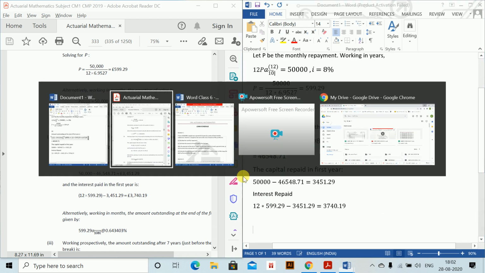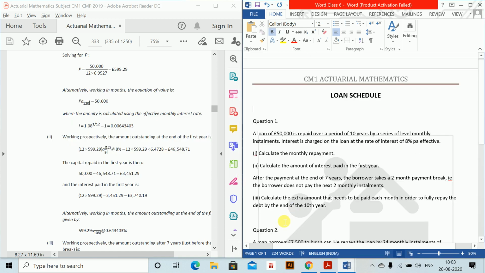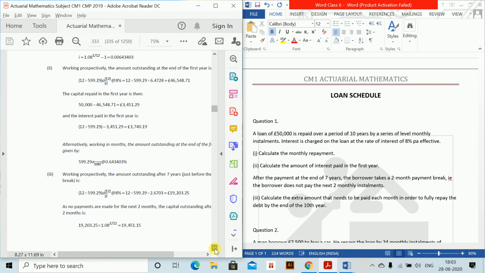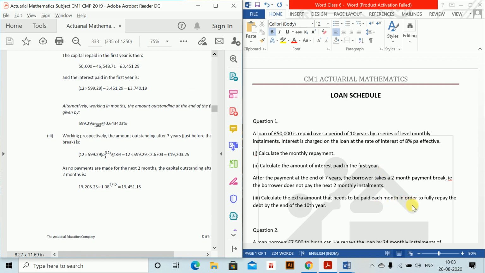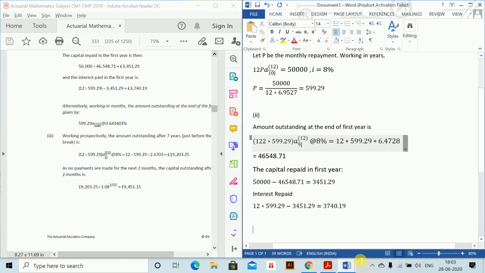Next part, after the payment at the end of the 7 years, the borrower takes a 2-month break. So here a 2-month break he is taking, and the borrower does not pay. Calculate the extra amount he needs to pay each month in order to fully repay the debt by the 10th year. So part 3, come down.